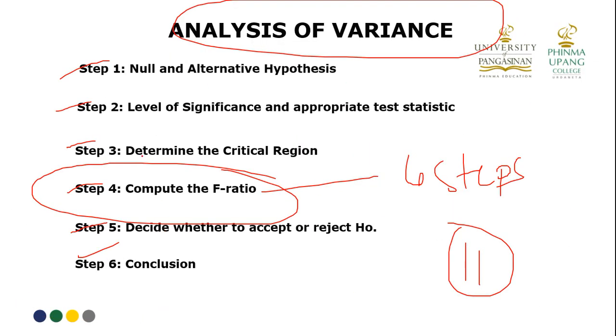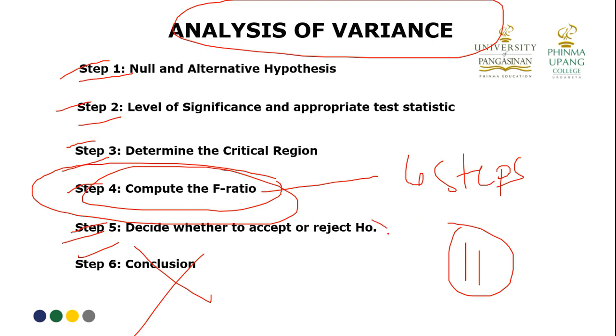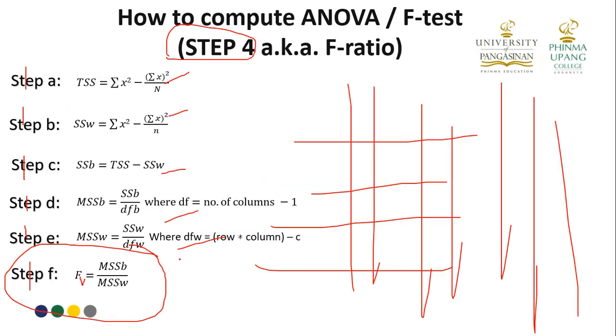So, balikan natin yung step. Step 1, null hypothesis. Step 2, level. Determine critical, yung F ratio. Mamaya, nandun na. That's number 5, decides conclusion. Yung sa conclusion ang ilalagay nyo dyan, sabihin nyo lang kung reject or accept. Tandaan, kung may nakita kayong conclusion, sabihin nyo lang doon, accept HA, reject HO. Yun lang po yung conclusion natin.